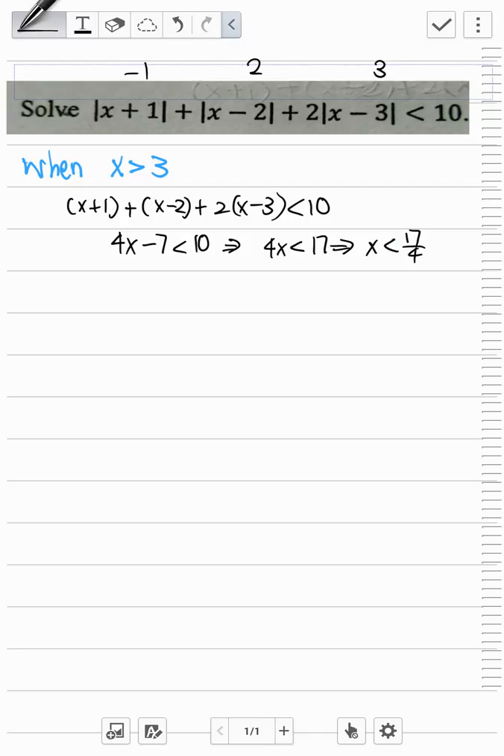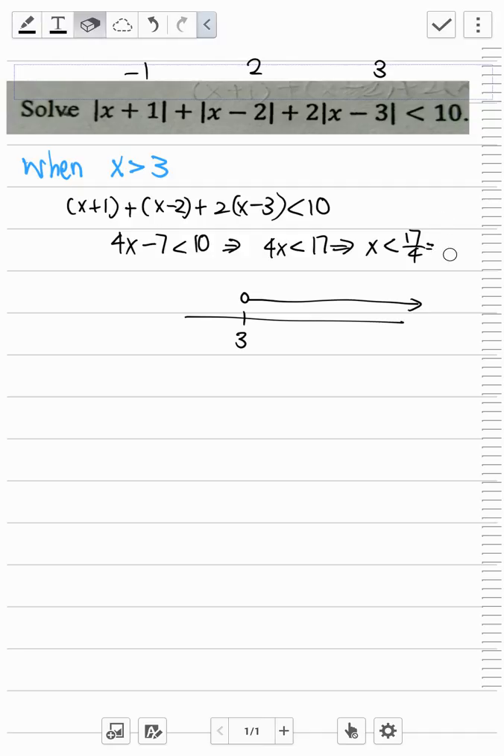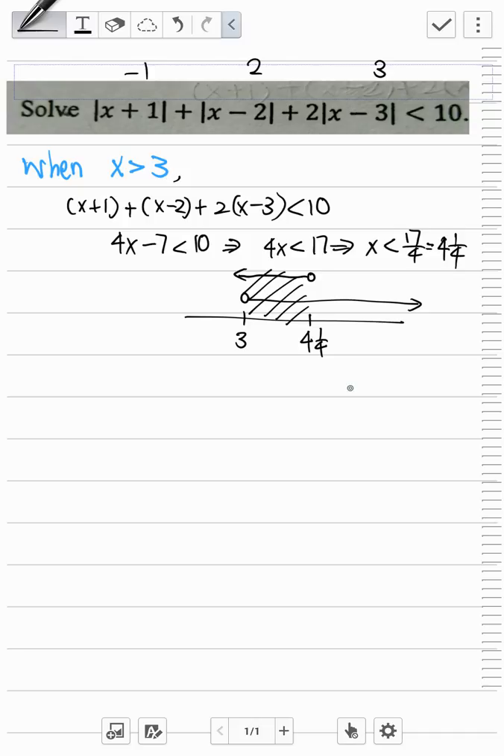So 17 over 4 must fit with this part, which is greater than 3, right? 17 over 4, 4 times 4 is 16, so it is 4 and 1 quarter. So 4 and 1 quarter is somewhere here, and I want this part to this part. That means my answer for this part, when x is greater than 3, is x smaller than 4 and 1 quarter and greater than 3.